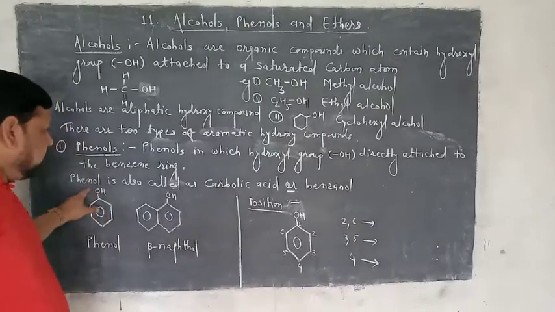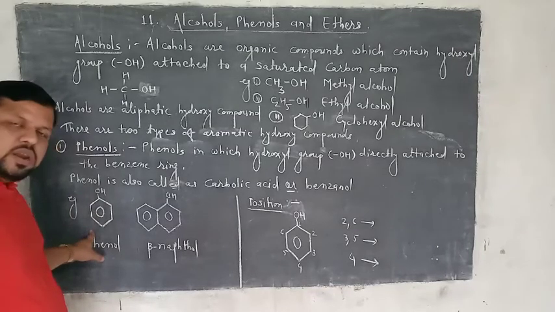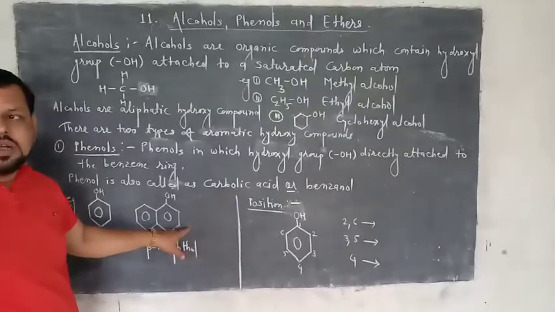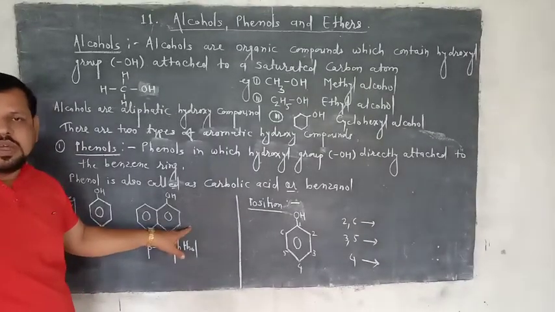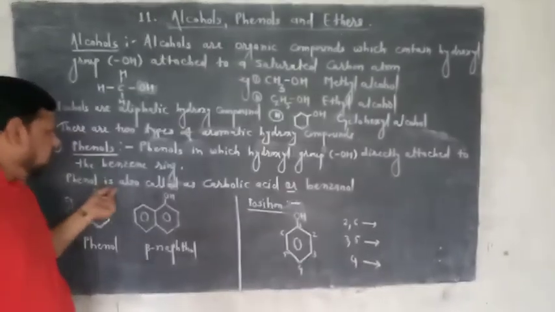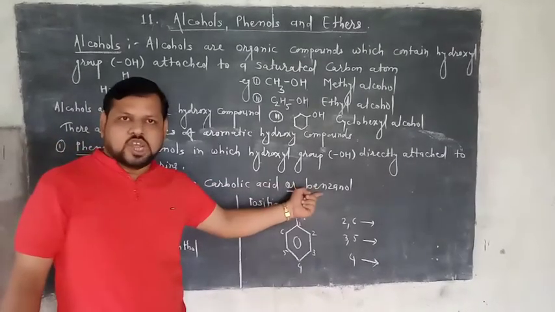Okay, the examples of phenol: one is phenol, then beta naphthol, alpha naphthol, then cresol, resorcinol. These are the examples of phenols. Phenol is also called carbolic acid or benzenol.